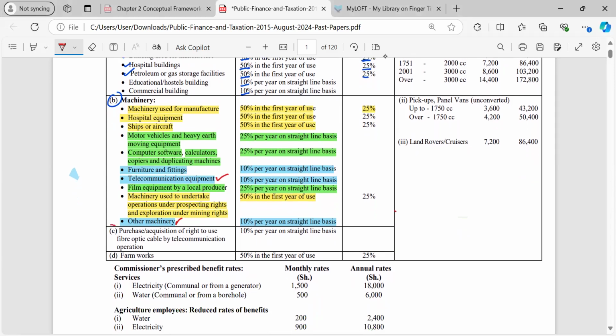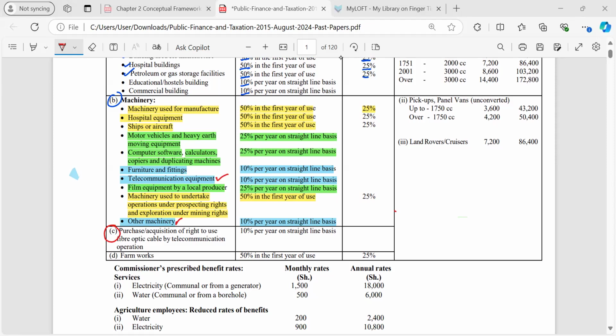There is this one here, which is called purchase or acquisition of right to use fiber optics. Yeah, somebody has also brought one which is interesting here. The radio calls for security companies. For security firms, they have radio calls. And that is also a very important communication equipment.